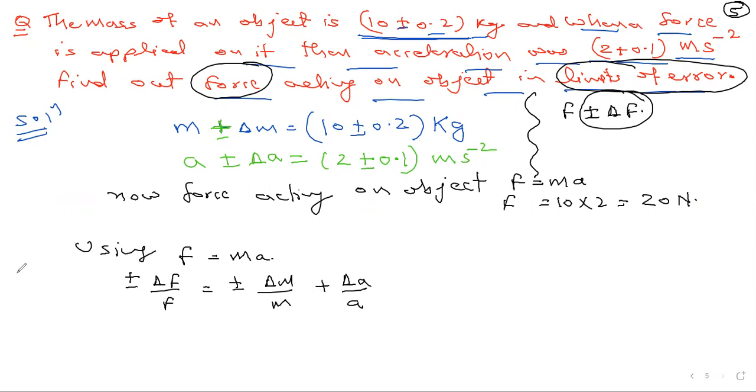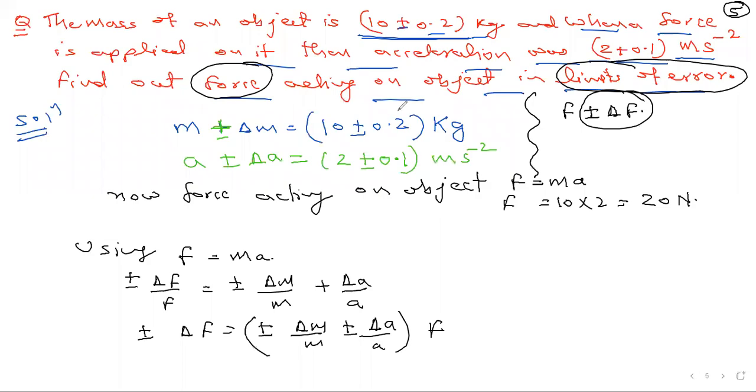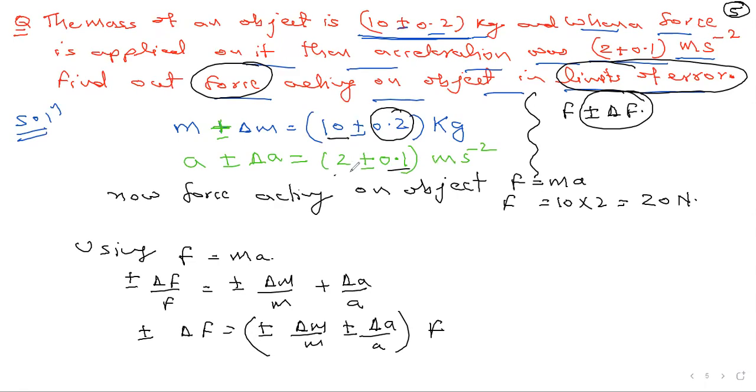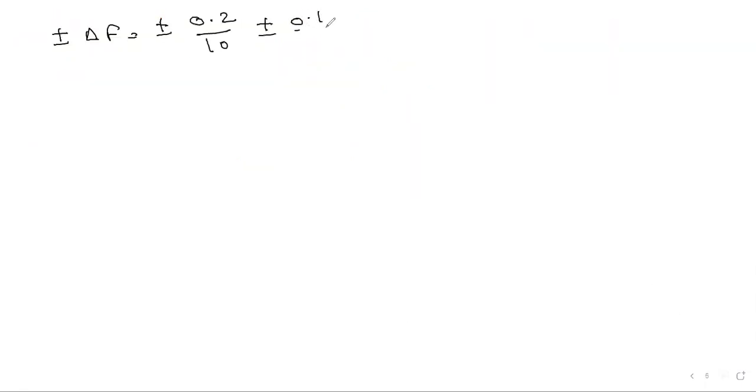ये ठीक है, गॉट इट। अब यहां से delta F कैसे आएगा, तो plus minus delta F equal to plus minus delta m upon m plus minus delta a upon a into F. Got it? So what will be the answer? Sorry, plus minus delta F. This is plus minus the value of the delta m. Delta m is 0.2, m is 10. Plus minus the delta a is 0.1, this is 2. And here it is written 20.